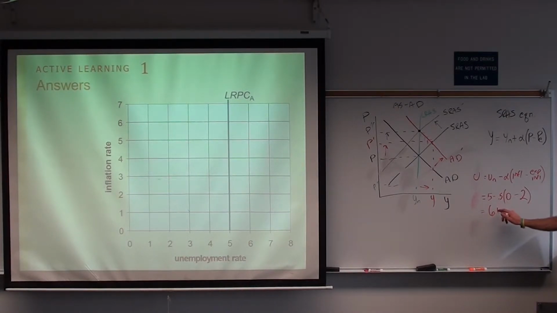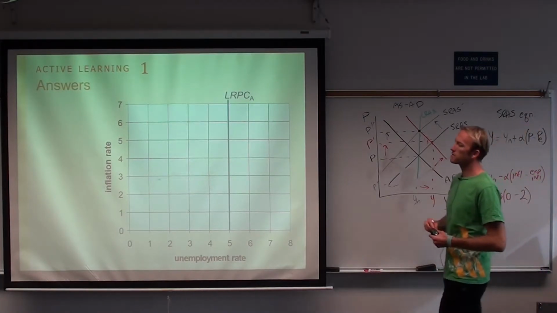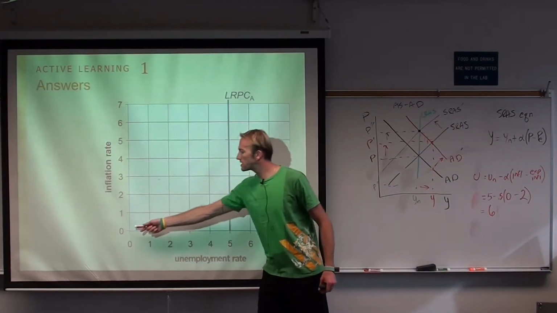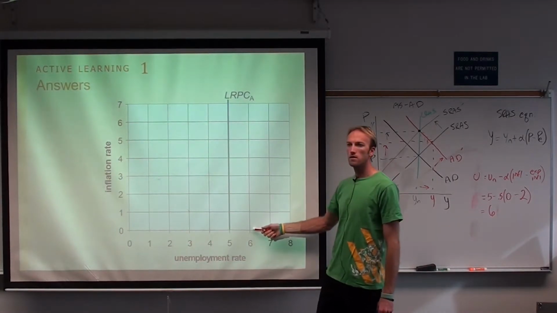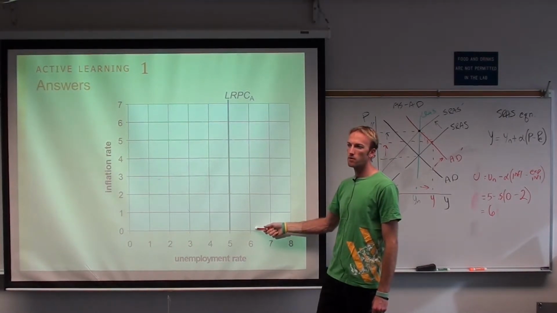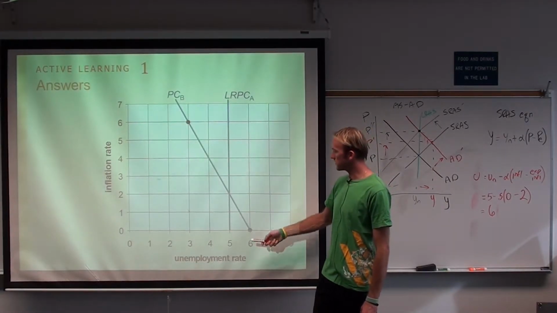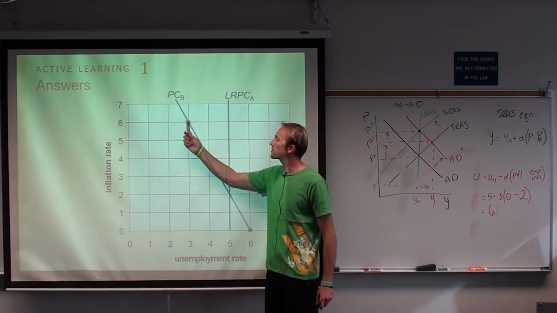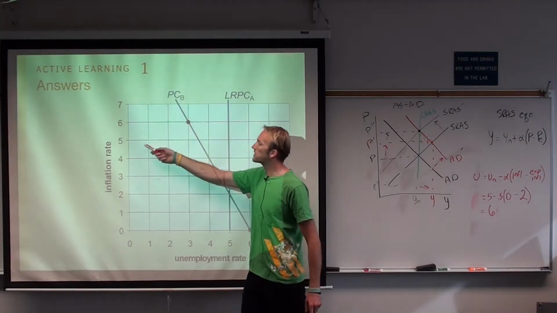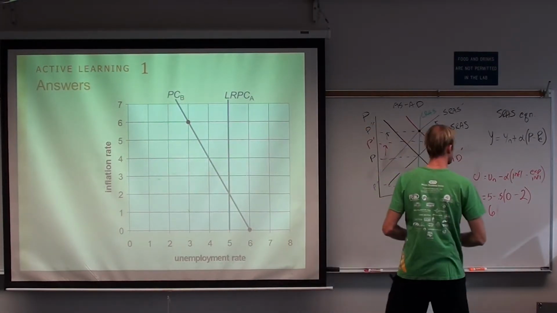Equals 6. Yep. So this means that there's a point here: when inflation is 0, the unemployment rate is 6. And so the graph goes through this point. There's this point right here you get, and this is the other point you get. If inflation is 6%, you just plug 6 in here.